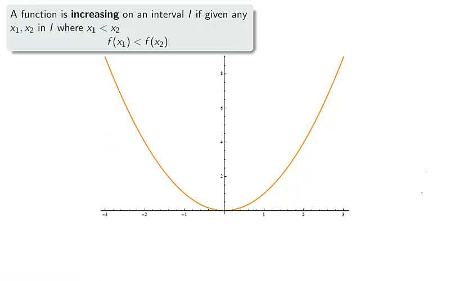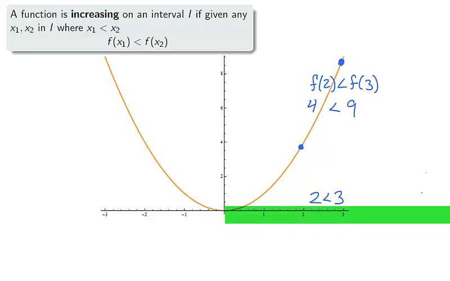A function is increasing on an interval if we can choose any 2 points from that interval and the function is larger on the larger x value. Take the interval 0 to infinity. The function is increasing on the interval. The value 2 is less than 3, and f of 2 is less than f of 3.